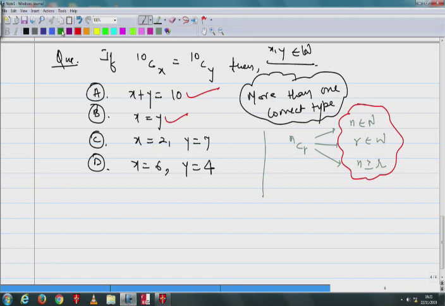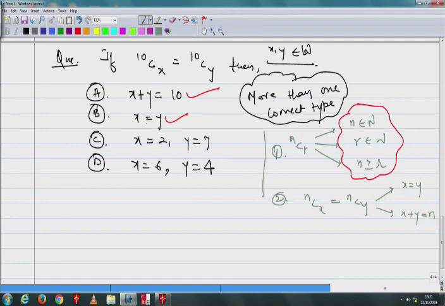Always remember, guys, this is very important. I have told you so many times: nCx equals nCy. What does that mean? There are two conclusions out of it. First, x equals y. Second, x plus y equals n. Always remember this, very, very important. Either they are equal, so their nCr values will be the same, or their summation is n itself.